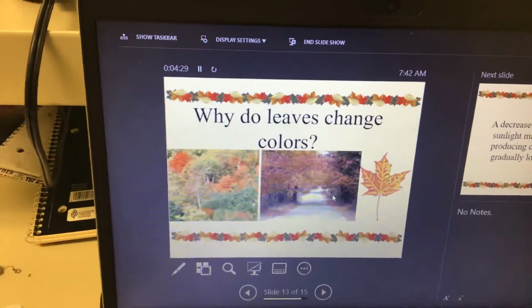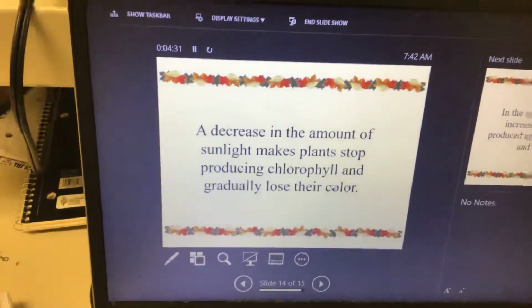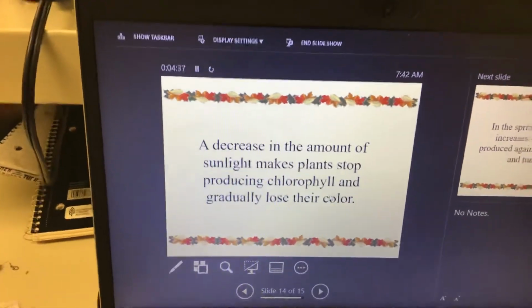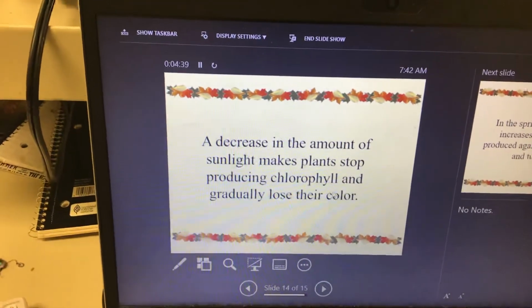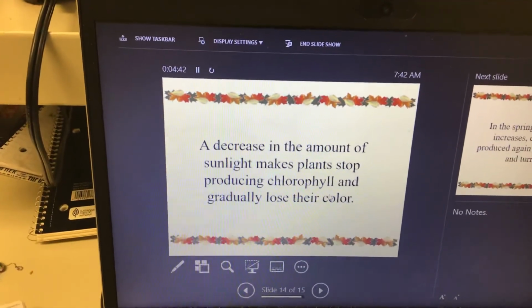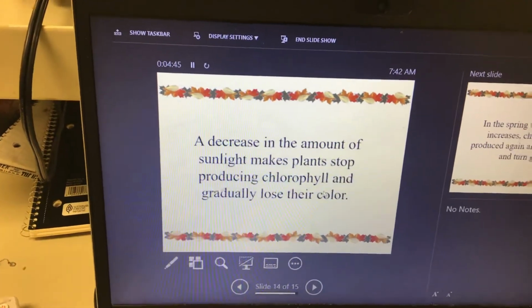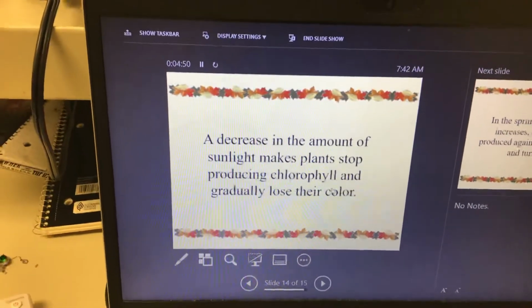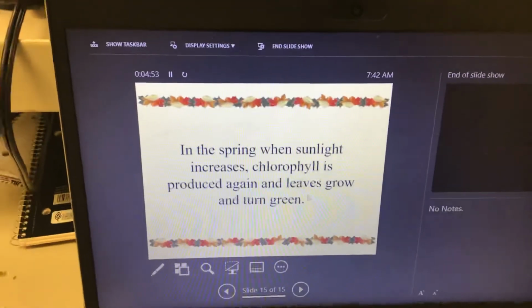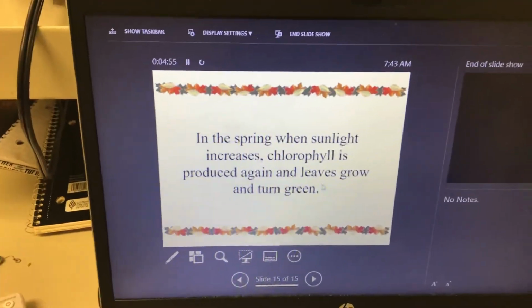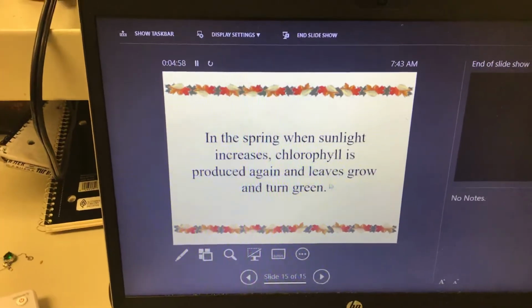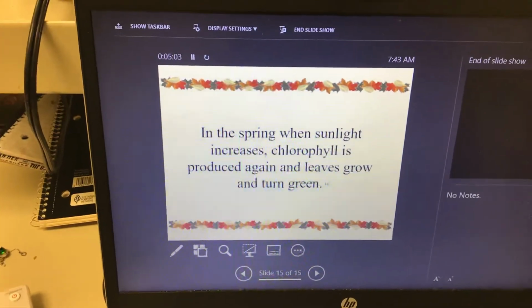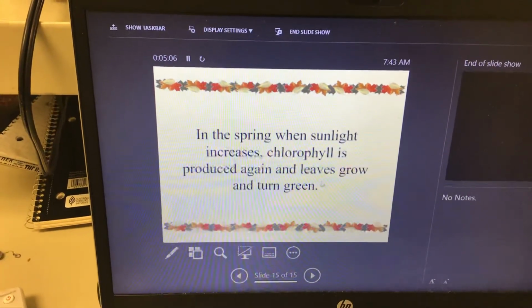One last thing, why do leaves change colors? Basically, as the sun becomes less and less in the fall, plants will stop producing chlorophyll. Chlorophyll is the reason leaves are green. So if you shut off the chlorophyll, you're shutting off the green, and that's why they turn to other colors. In the spring, the chlorophyll is produced again, it's turned back on, and that's why things start greening up and growing again. It's all because of shorter days of daylight.